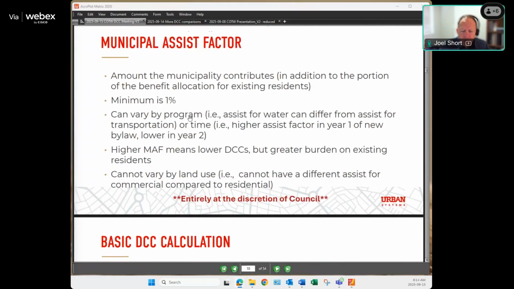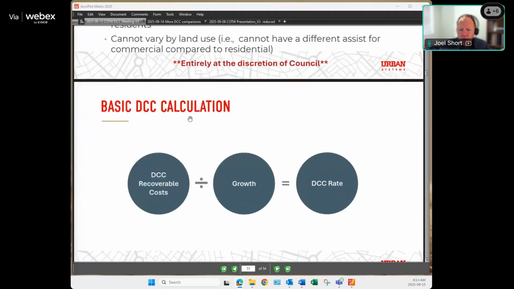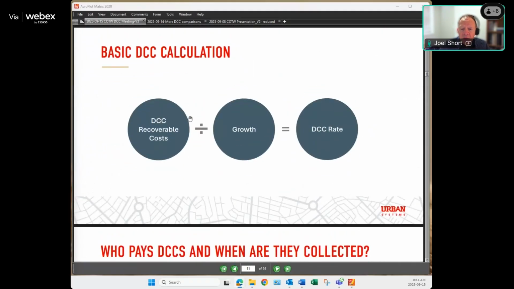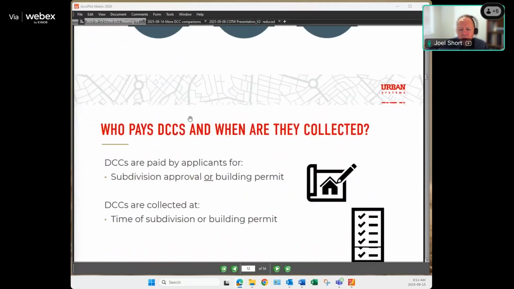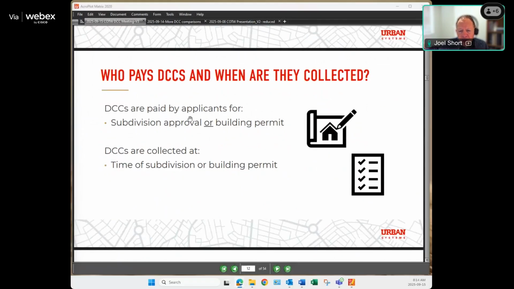And we will talk about some options for assist factors as we move along here. So then the basic DCC calculation is you take the DCC recoverable costs and you divide it by the growth. So it's costs divided by growth units equals a DCC rate per unit. And who pays them and when are they collected? They're paid by applicants for subdivision approval or for building permit, and they're collected at the time of subdivision or building permit.